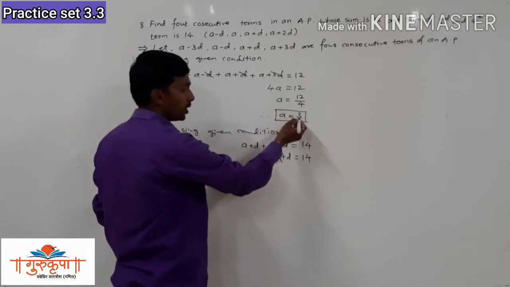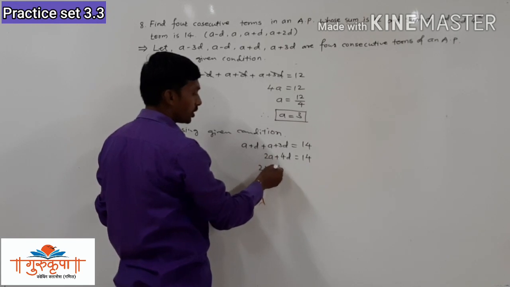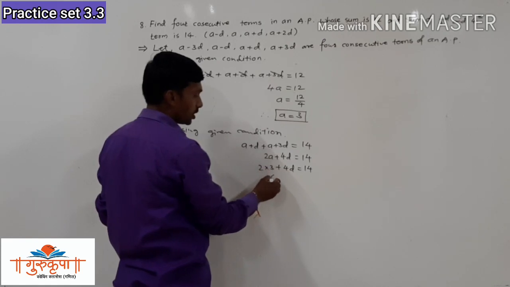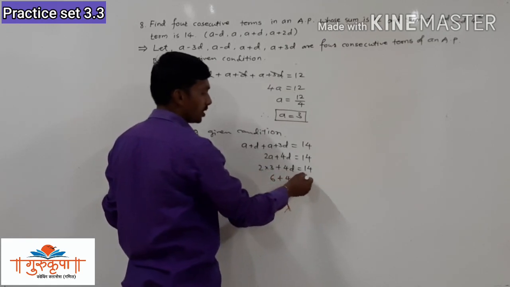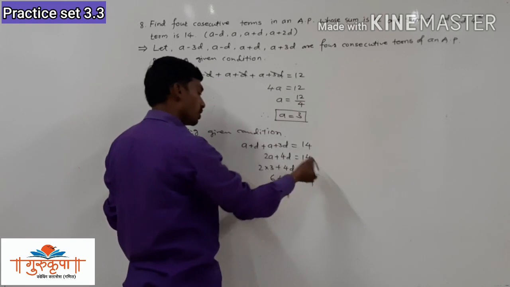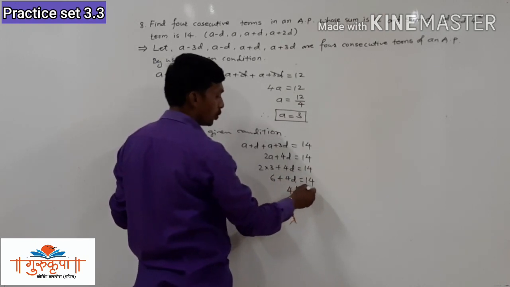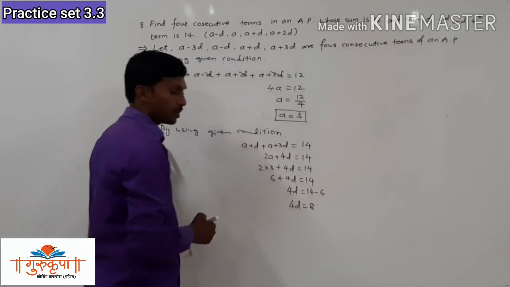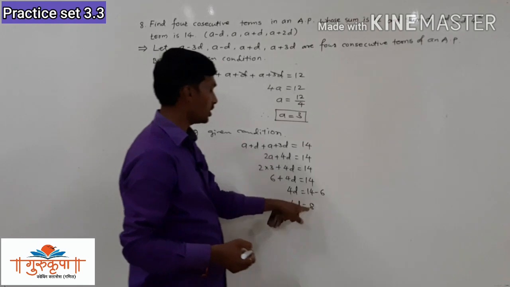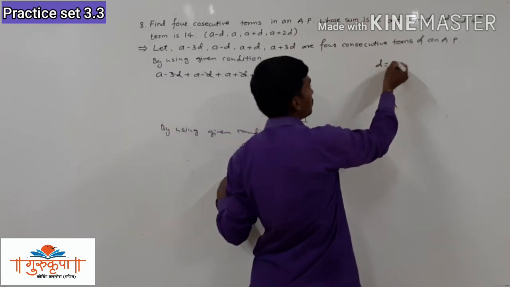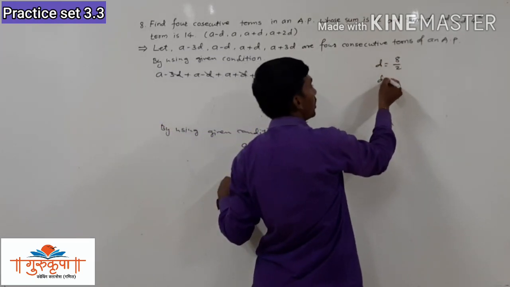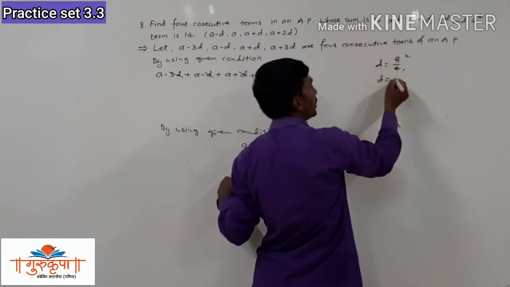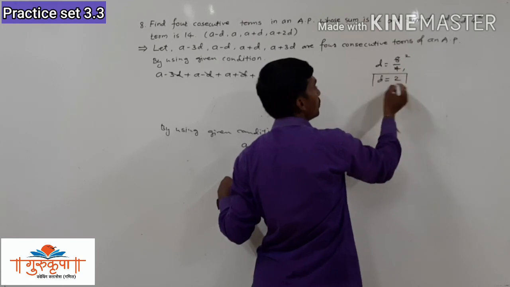Now we know the value of a, so we will use that value here. 2 into 3 plus 4d is equal to 14. This is 2 into 3 is 6, plus 4d is equal to 14. Now transfer this 6 to the right side, you will get 4d is equal to 14 minus 6. So we have 4d is equal to 8. 14 minus 6 is 8. So we have d is equal to 8 divided by 4, which is equal to 2. This is 4 1s are 4, 4 2s are 8. So we have d is equal to 2.